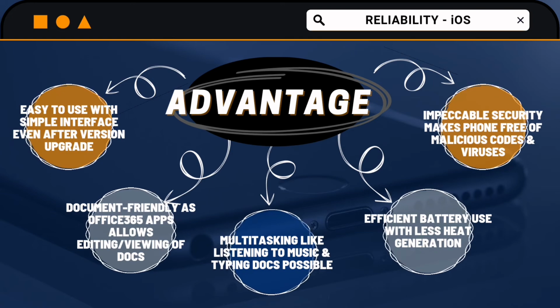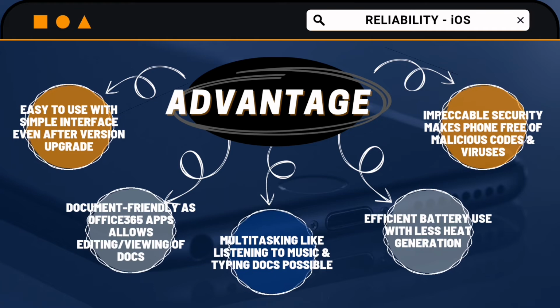Now, I am going to talk about iOS reliability advantages. The iOS is easy to use with a simple interface even after a version upgrade. It is document-friendly as Office 365 apps allow editing and viewing of docs. Besides, it is also multitasking, like listening to music and typing docs is possible. The iOS promotes efficient battery use with less heat generation. And lastly, the impeccable security makes the phone free of malicious codes and viruses, which keeps the user's data safe.